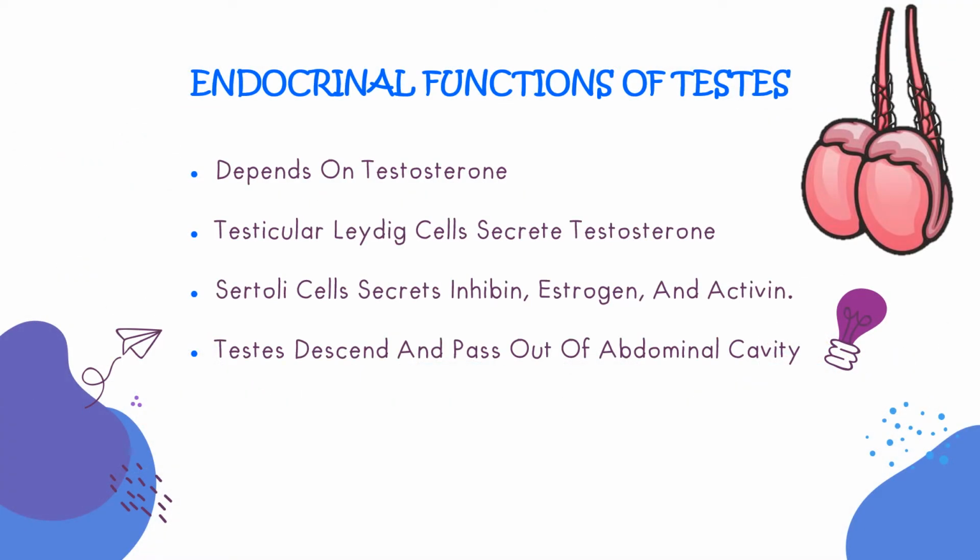The most important testicular hormone is testosterone. The endocrine functions of the testes mainly depend on testosterone. The testis descends and passes out of the abdominal cavity and reaches the scrotum through the spermatic cord. This is how the testis descends.